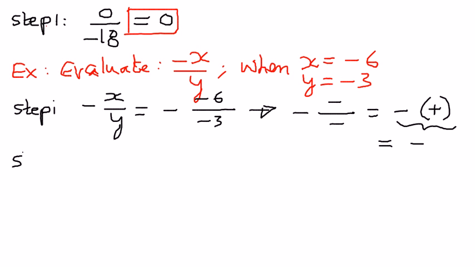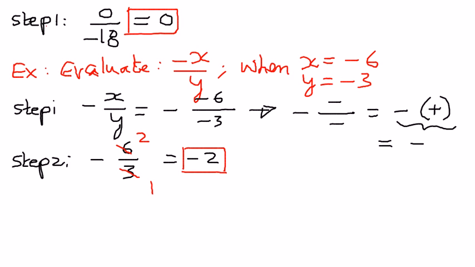Now as step number 2, we're going to come back and simplify the numbers. We have a negative, and then we have 6 divided by 3. We could have simplified it right there, but I'm going to do the simplification process here. 6 is a multiple of 3. 3 times 1 is 3. 3 times 2 is 6. So therefore, we can write this as negative 2. So negative 2 is our answer. This is where we want to leave it.